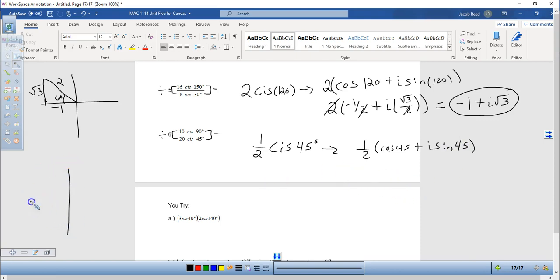So picture for number 6, or 45. One, one, square root of 2. So cosine of 45 and sine of 45, they have the same answer for 45-degree angles. It's 1 over root 2, or we say it's square root of 2 over 2. Multiply them. We get square root of 2 over 4 plus i square root of 2 over 4.